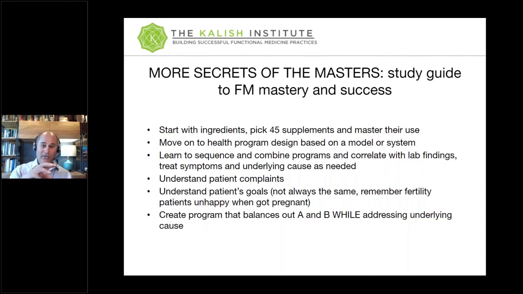So you want to be able to treat symptoms aggressively in the beginning, get the person symptom free, as you're also addressing the underlying cause. That's the trick to this, balancing those two things out and not going to either extreme. You don't only want to treat symptoms because then people don't address the underlying cause. But if you only focus on the underlying cause, you're not addressing the person really. You're addressing some model that's theoretical.